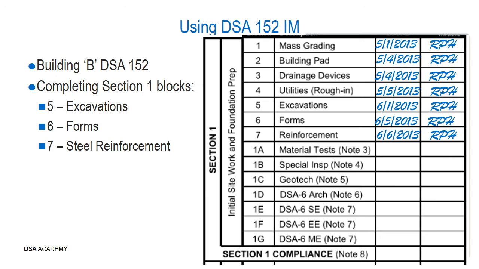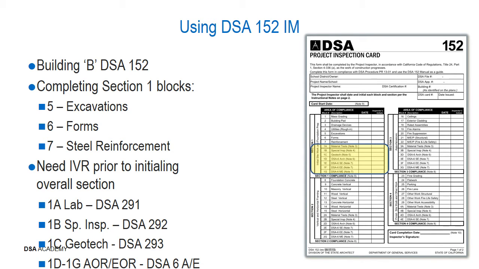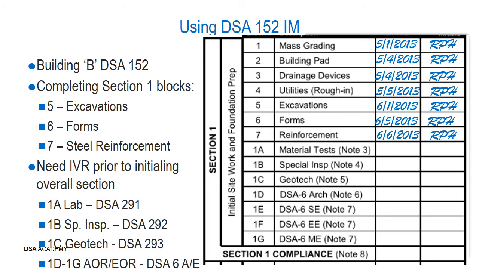Now continuing on with the remainder of this part of the card. So now we're going to look at the interim verified reports that will be needed prior to initialing the overall section. Some of those are shown here as far as the DSA 291. Once you receive that from the lab for the material test, then you can go on ahead and put the date and initial. Similar for the special inspection form, if you had an independent special inspector, the 292.